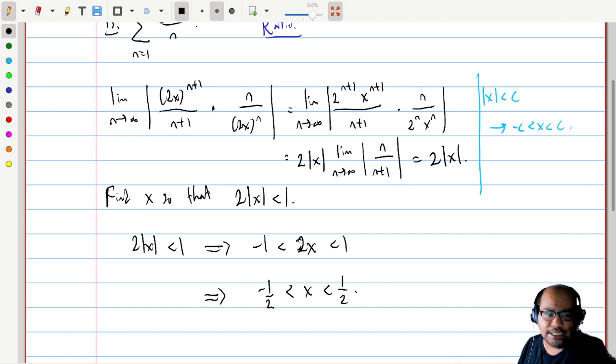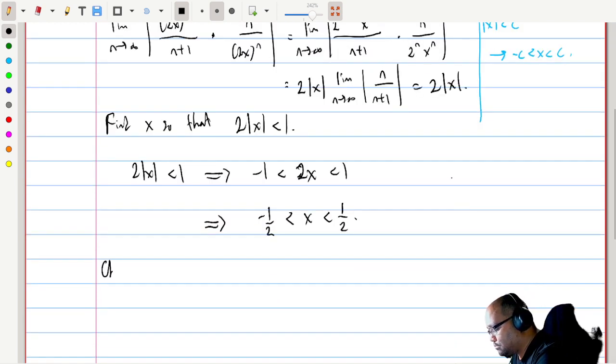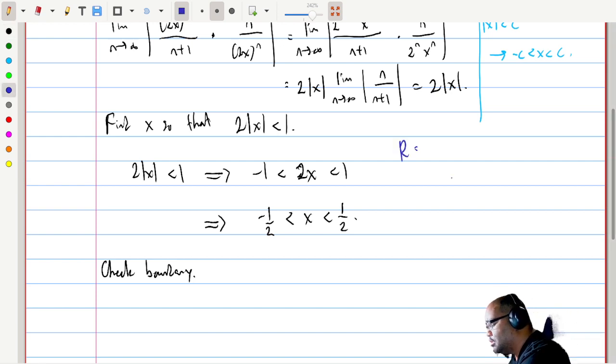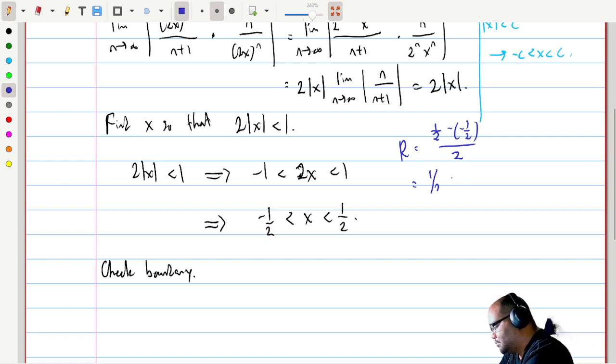We have a theorem that says that. But now I need to check the endpoints. I've got to check the boundary. By the way, for the radius of convergence r, you take the width of the interval, so 1/2 minus minus 1/2, divided by 2. That's your radius of convergence. Wait a minute. No, that's not right. It's 1/2.